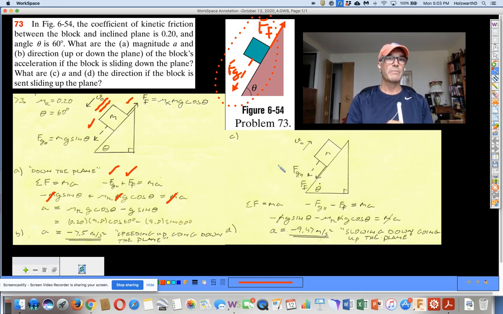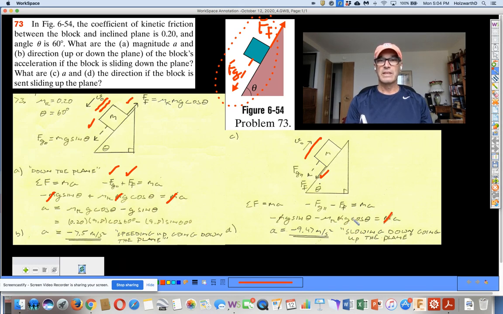Now, let's look at part C and D. In part C and D, the block is going to be initially going up the plane. So notice that I have the velocity vector indicating the block's going up the plane. Well, that means that the friction force is now directed down the plane. Because remember, friction always acts opposite the motion. So sum of the forces along the line of action are equal to ma. So we have negative mg sine theta minus mu k mg cosine theta is equal to ma.